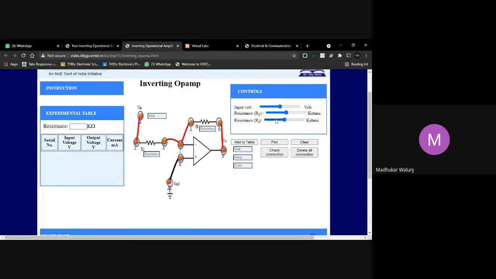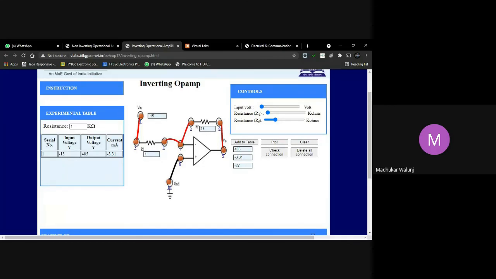clear. I'm putting RF's value very large. Add to table. Look here. It is showing that the minus 15 volt input leads to 405 output. But in practical, the power supply is plus minus 15 volt, so it will not go beyond 15 volt. Virtually we can see any reading, but practically this reading is not good. That's why practical hands-on is very much needed rather than virtual experimentation.